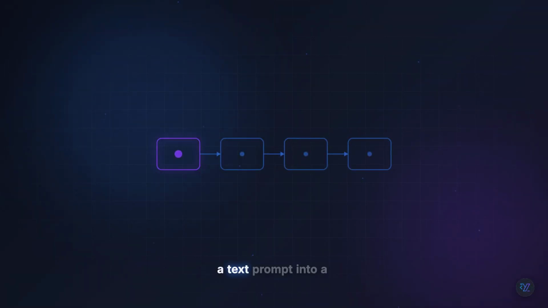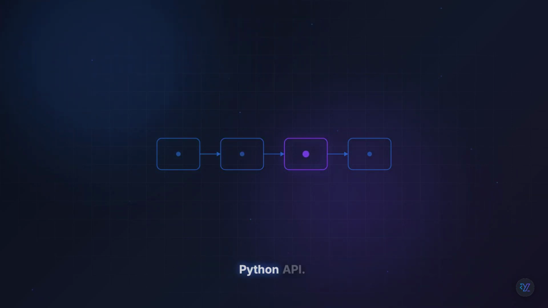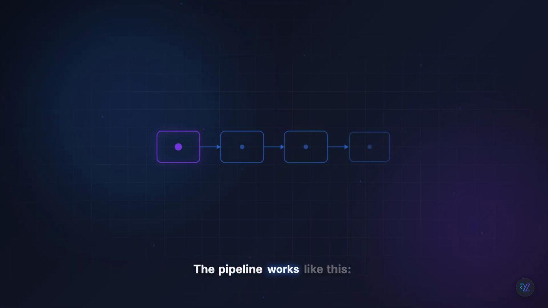Ever wish you could turn a text prompt into a 3D model without hours of manual work? Actually, you can by wiring AI image generation into Blender's Python API. The pipeline works like this.